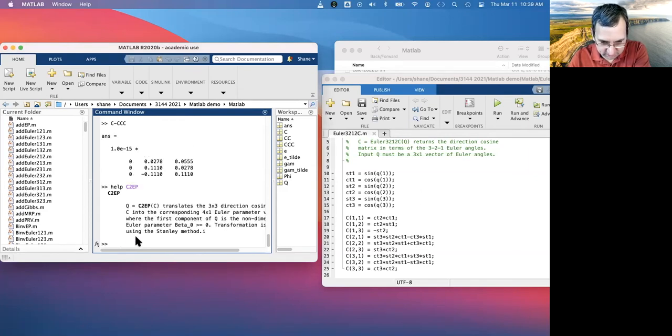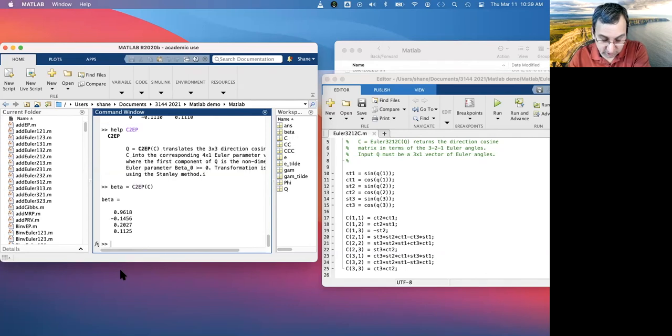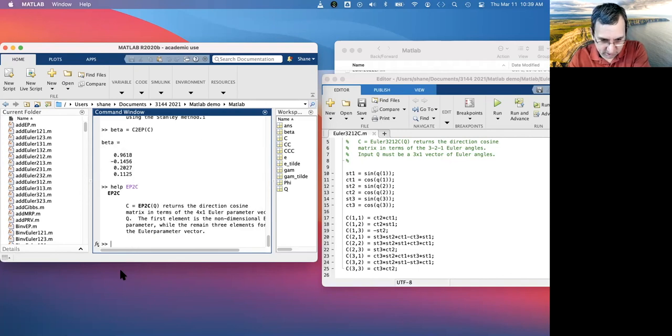I'll do help C2EP. Okay, great. Actually, instead of writing it as Q, I'll write it as beta. Beta equals C to EP of C. There it is. So it went through the calculation, and I'm just checking, is there an EP to C? I hope. Oh, what do you know?